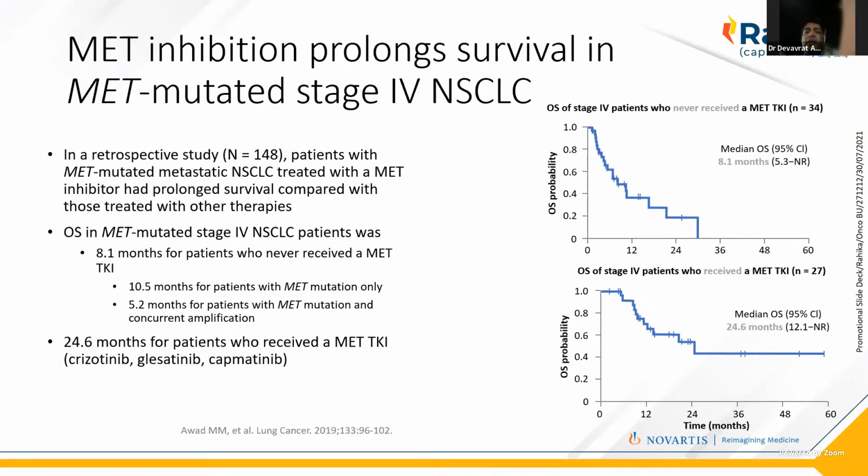And in fact, when these patients did receive a MET inhibitor, crizotinib or capmatinib or glesatinib, the survival actually improved to 24.6 months. So improvement in median OS in those patients who are able to receive a MET inhibitor in case there's a MET alteration. Next slide, please.